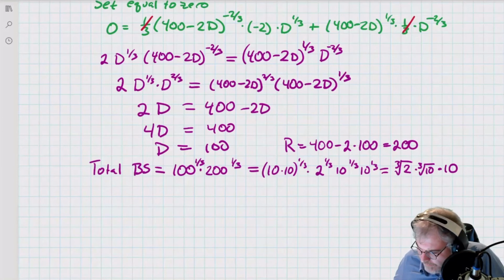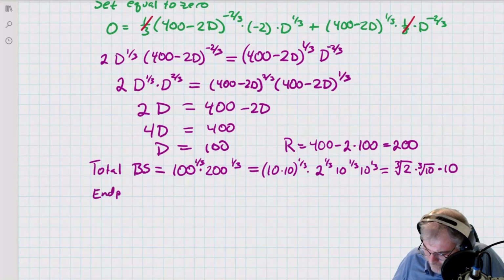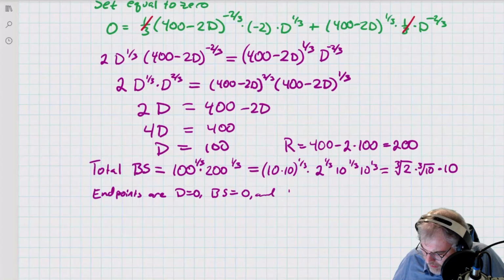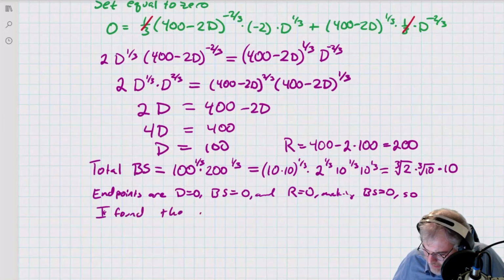And how do you know you have a max? Well, the endpoints are D equals 0, BS would equal 0, and r equals 0, making BS equals 0. So I found the max at my one critical value.